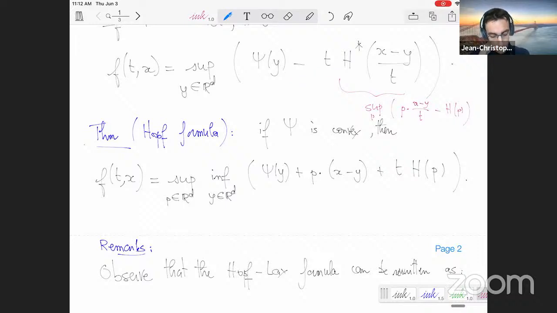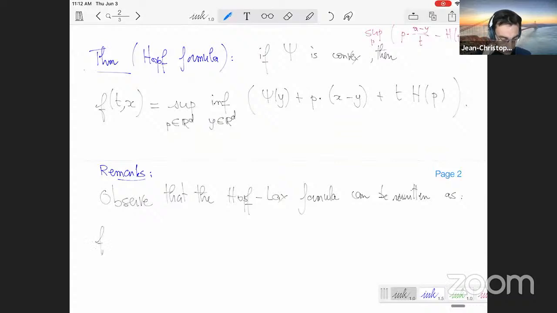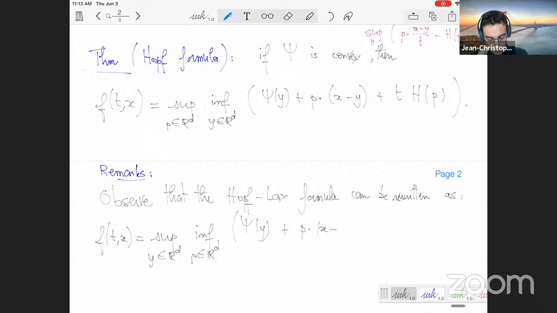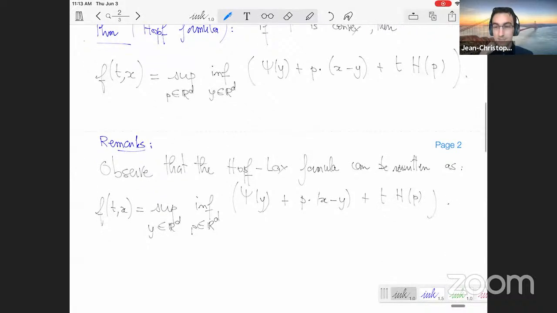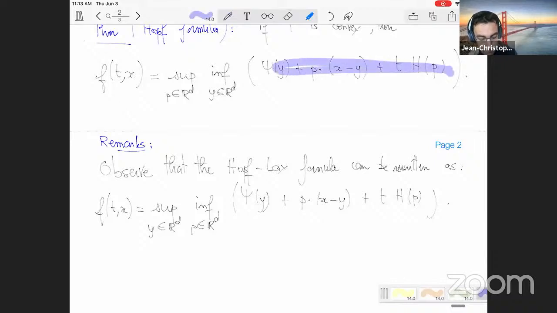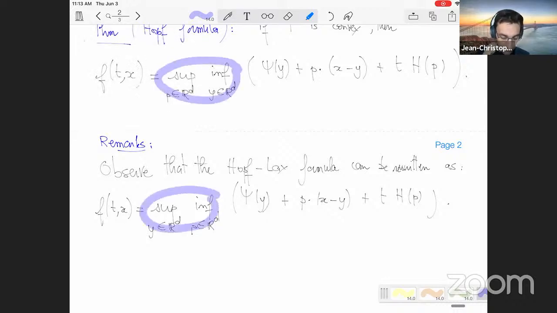So what I'm going to get is f of t, x equals the sup over y, and then the inf over p of psi of y plus p dot x minus y plus t h of p. Okay, it's interesting because it is the same functional which appears. This is the Hopf formula, this is the Hopf-Lax formula, so it's a different formula. But it is the same functional which appears. It's just that the orderings are different. One is a sup over p, inf over y. The other is sup over y, inf over p.